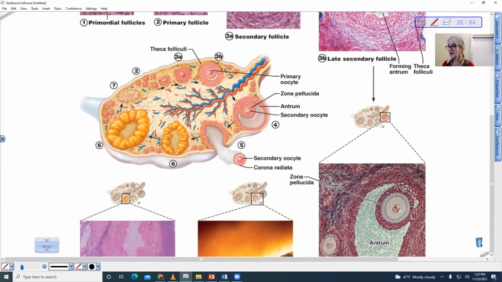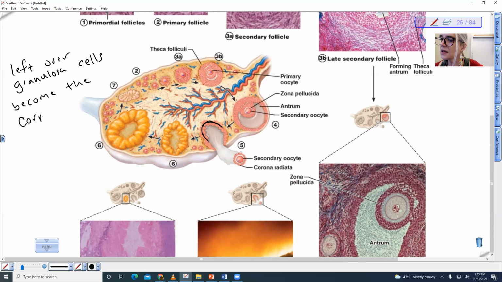Okay. The last thing that we need to talk about is what happens to the cells that are left behind in the ovary. This is what these show, the granulosa cells right here. The leftover granulosa cells become the corpus luteum. The corpus luteum is actually really important. It's the yellow body.